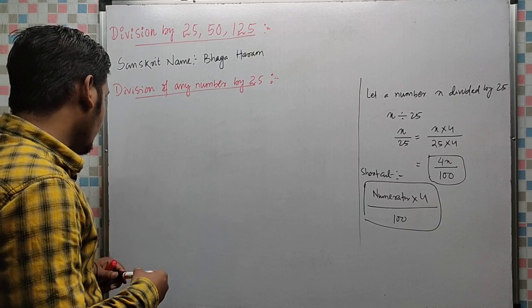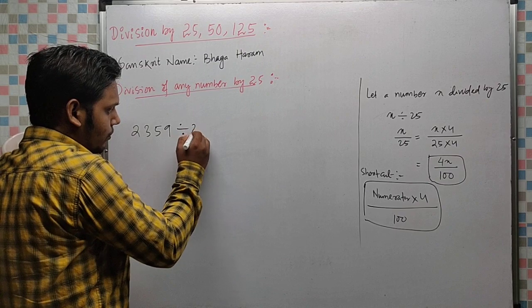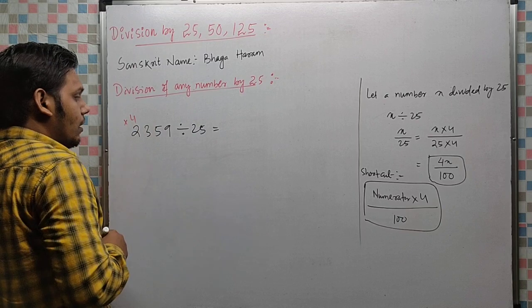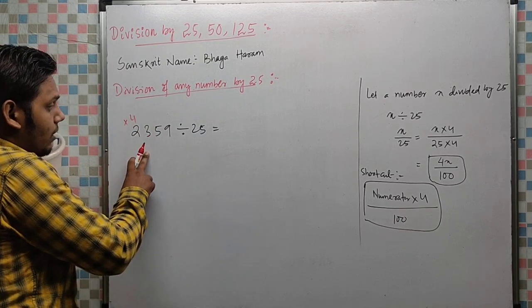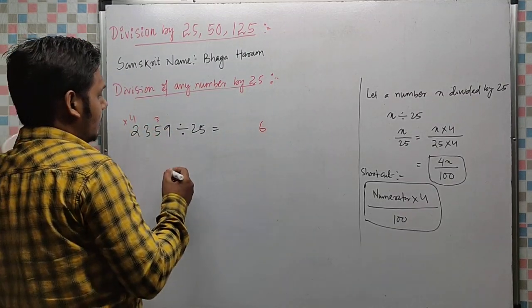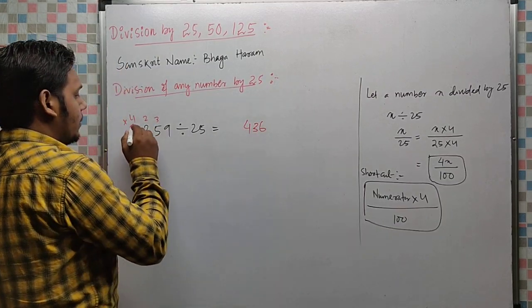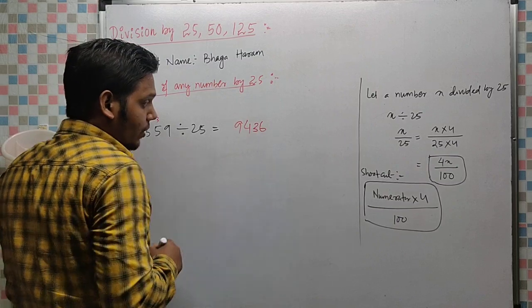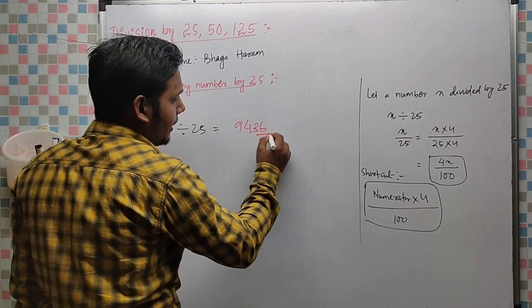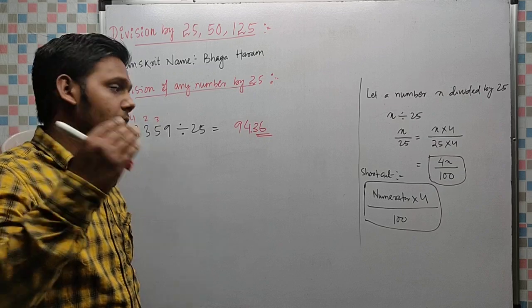Okay. So any 4-digit number, suppose 2359 divided by 25. The same thing, you have to multiply 4 here. So 4 9s are 36, 6, 3 carry, 4 5s are 20, 23, then 4 3s are 12, 12 plus 2 is 14, and 1 here, 4 2s are 8, 9. So what you have to do, you have to keep the decimal point here. 9436 coming means 94.36. Always 2 digits must be after decimal whenever you are doing this.